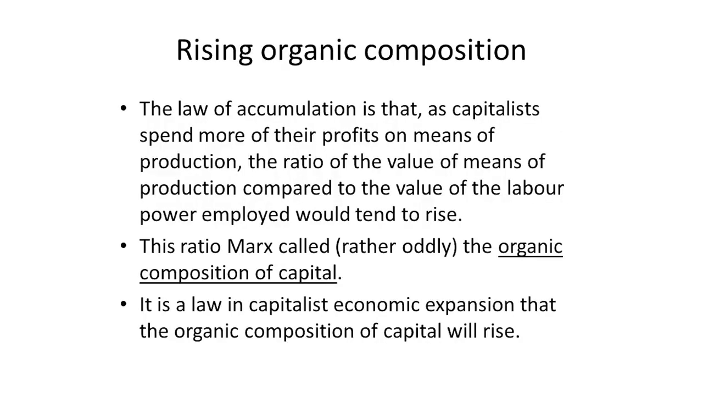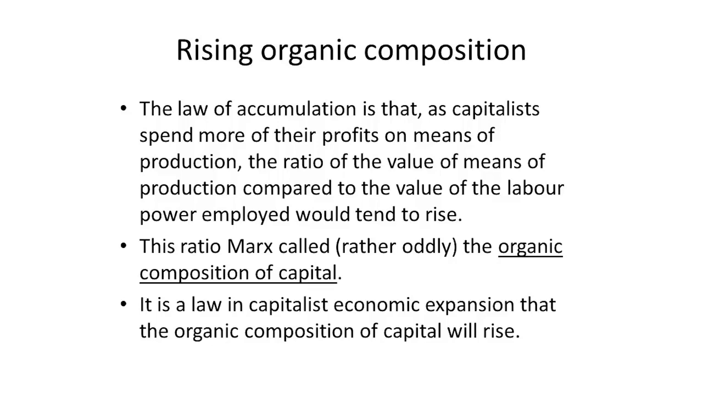And so, if there's a tendency to increase investment in machinery and raw materials relative to the amount invested in human labour power, then the key law of accumulation is that as capitalists spend more of their profits on means of production, the ratio of the value of means of production compared to the value of labour power employed, you may still be employing more people, you may even be paying them more, but relative to what's being spent in constant capital, it's falling. And then Marx called this ratio of an increase in constant capital relative to variable capital the organic composition of capital. I'm not quite sure why, but presumably because it grows organically.